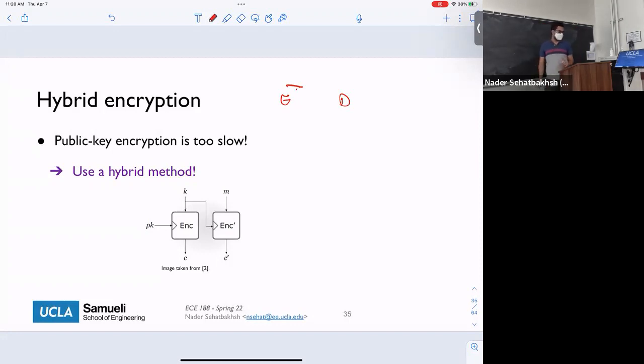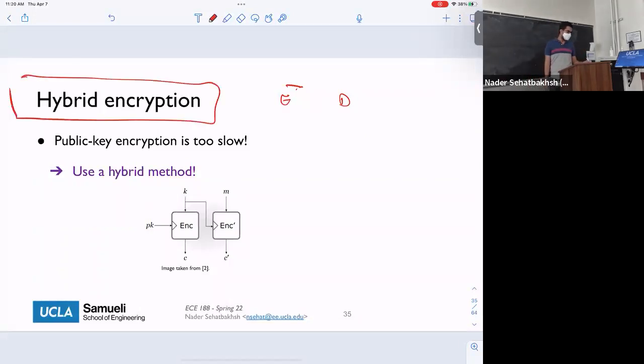The trick to have the best of both worlds is a concept called hybrid encryption, where at the beginning we use asymmetric encryption to just send out the key. And once we send out the key, then we can use symmetric encryption. How do we do it? Basically, this is the algorithm. So this one is RSA.